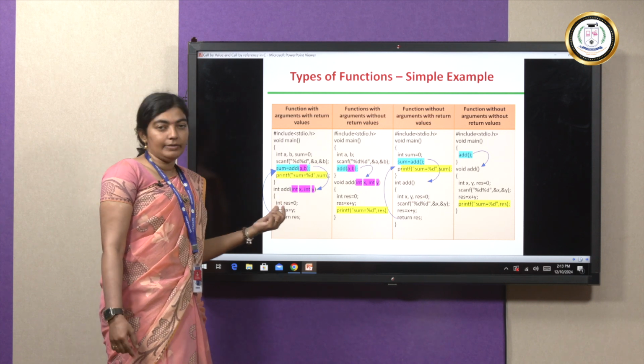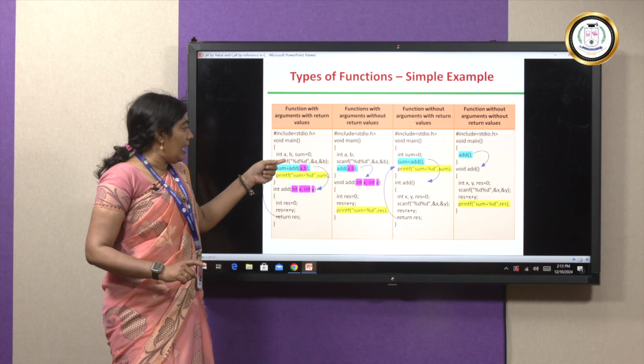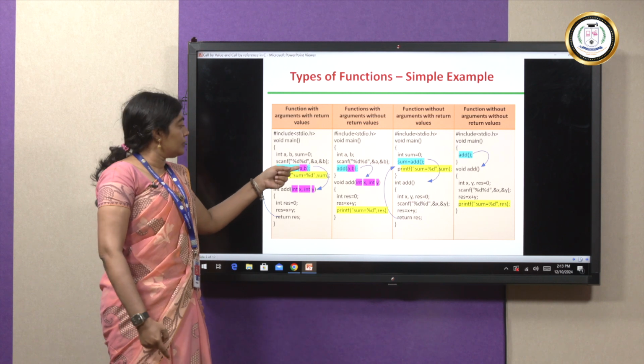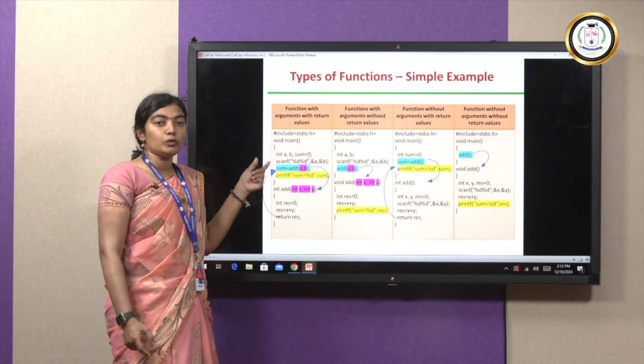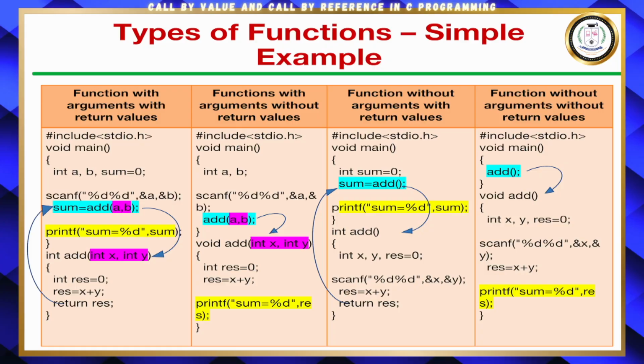When it returns, it carries a single value with it. After that, the control flow is transferred to the calling place. So in the calling place, I have used a variable sum to hold the value, and in sum, the result will be present and it is printed, right? This is one of the types.